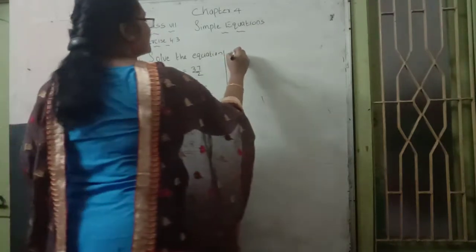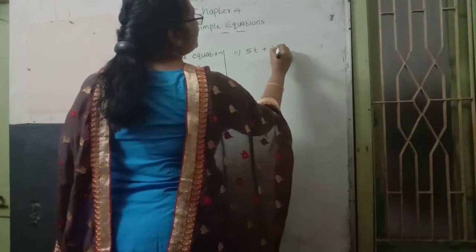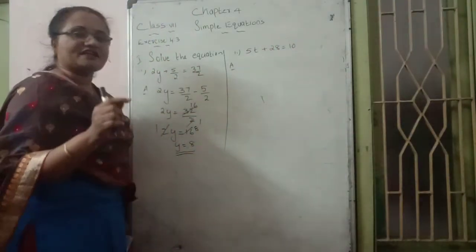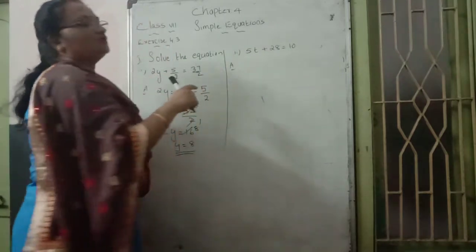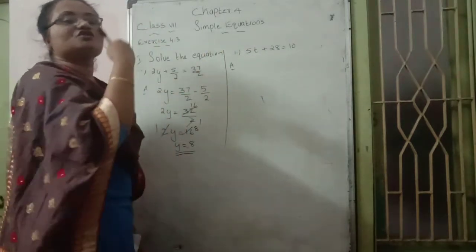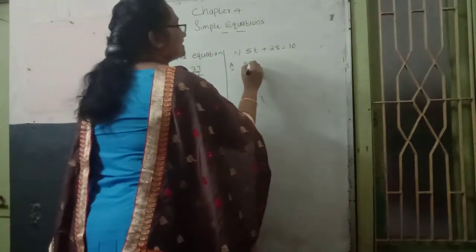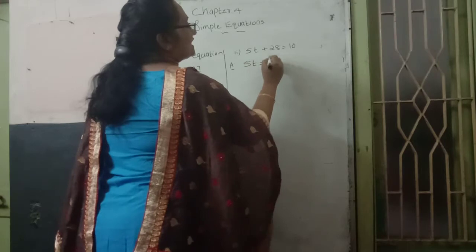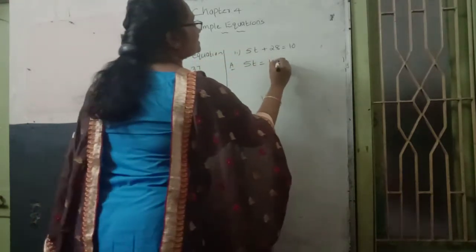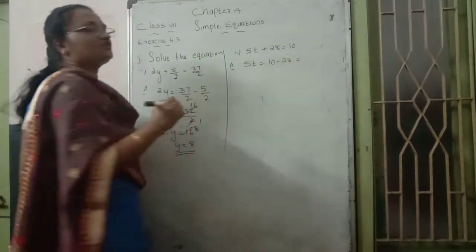One more question, same model. 5t plus 28 equals 10. How to do that? Our aim is to find out the t value. Here, first send 28 to the right side. Plus 28 goes to the right side and changes to minus 28. So 5t is equal to 10, which is already on the right side, minus 28. What is the answer? Do the subtraction.